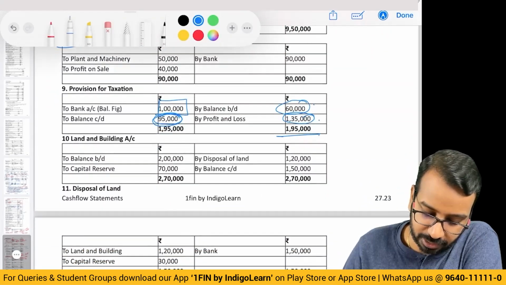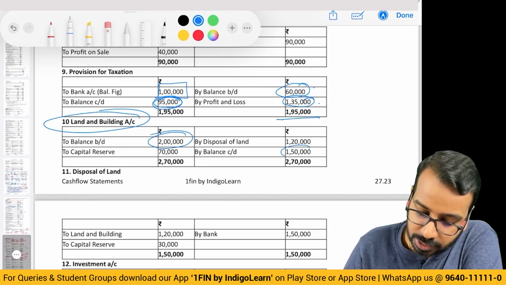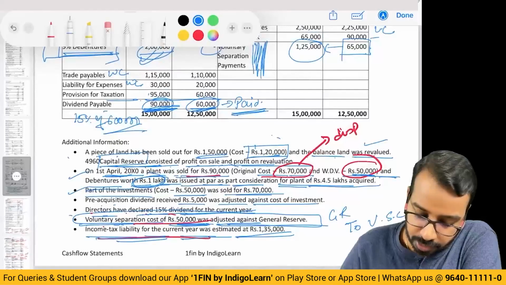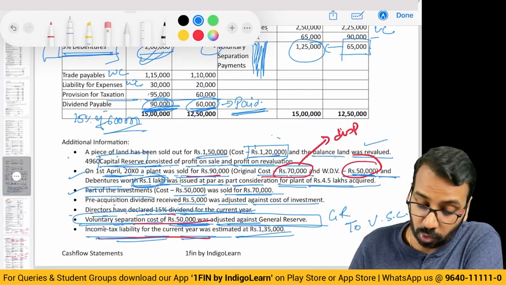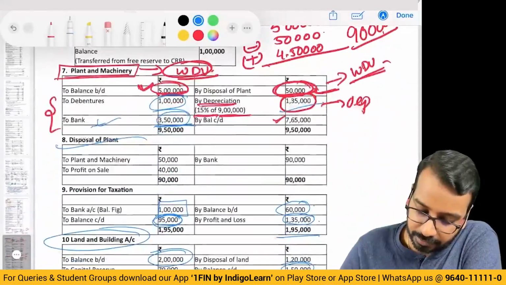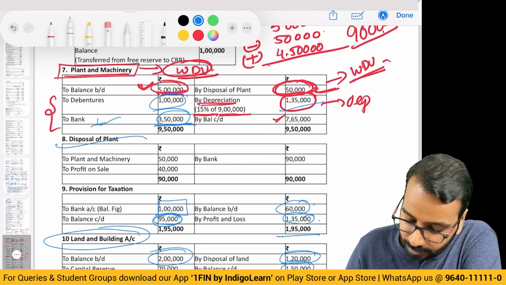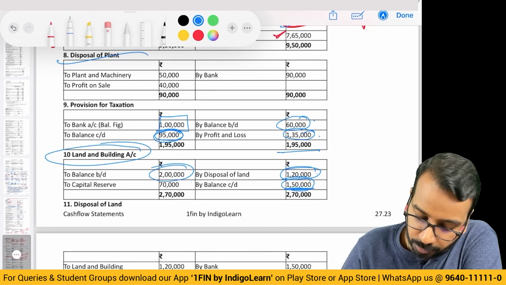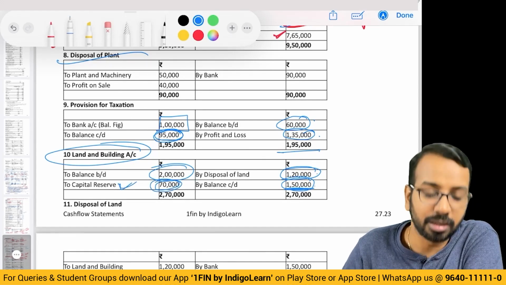disposal of plant we have already seen, land and building account. Opening balance was 2 lakhs, closing balance is 1,50,000. Out of that, what did the question say? The question said that 120 has been sold. Costing 120 has been sold. So, whatever is there in the opening balance, out of that, 1,20,000 has been disposed of. And what is the closing balance? 150. Right? So, if you see 2 lakhs minus 120 minus 150, you get 70,000, which is the revaluation amount.